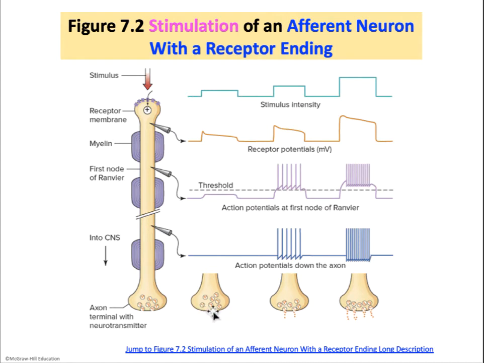At the axon terminal, in the first column, there is no release of neurotransmitter. In the middle column, there's some release of neurotransmitter, and in the final column, there's a substantial release of neurotransmitter. And that information corresponds to the strength of the stimulus detected at the front end.